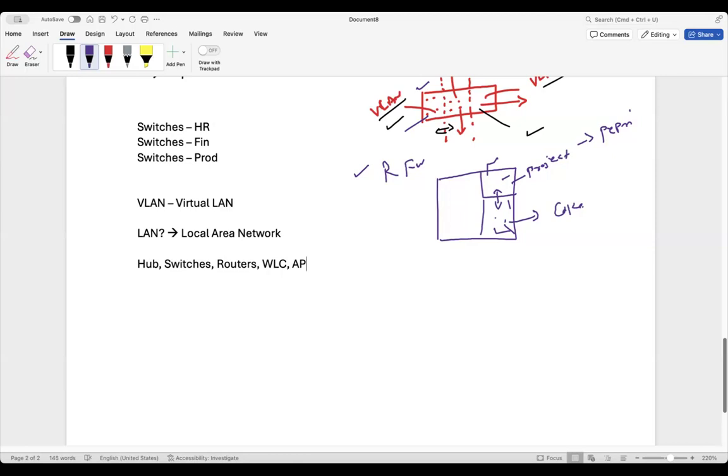Mr. Gopi? Yes. The hub and the switch, are they not the same thing? No, they are not the same. Oh, okay.